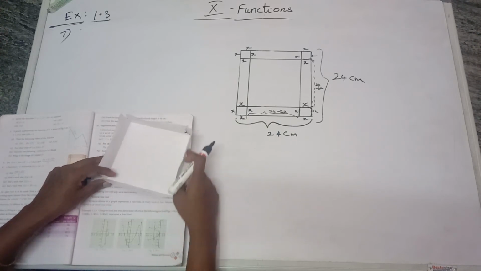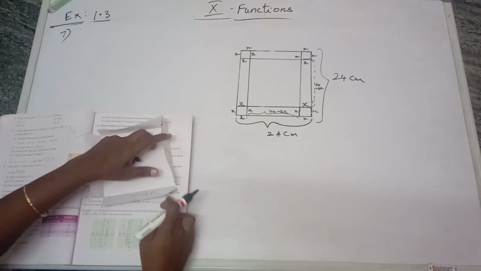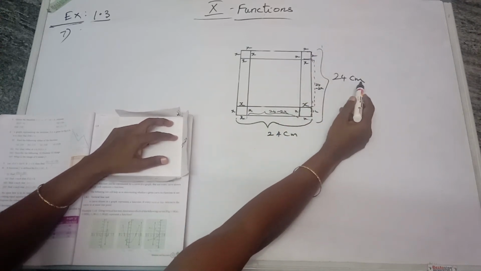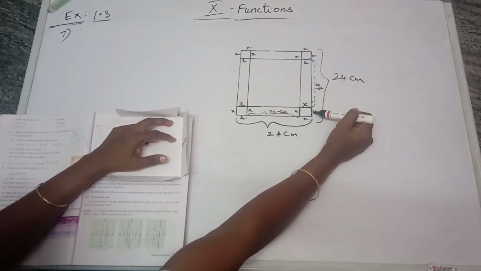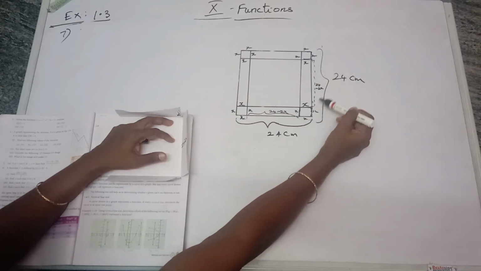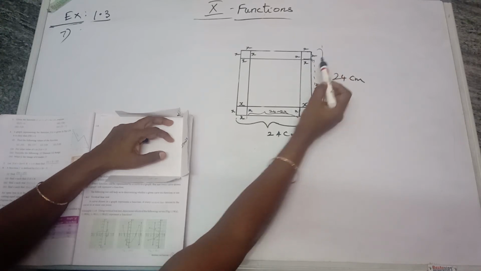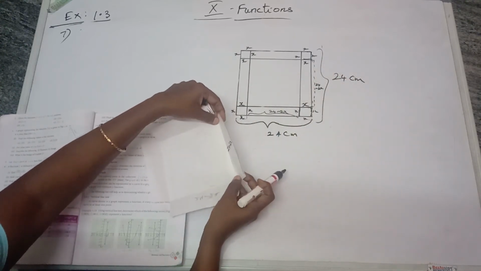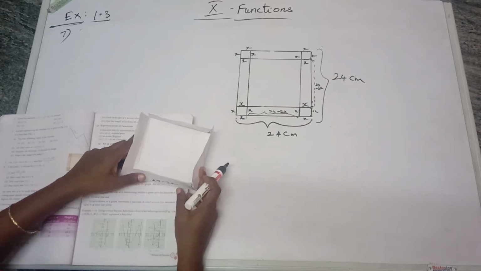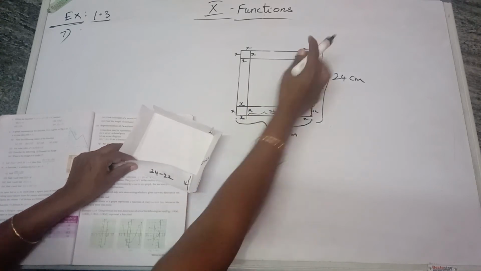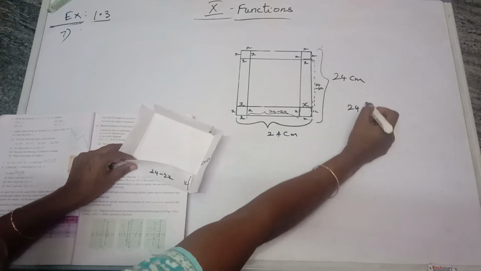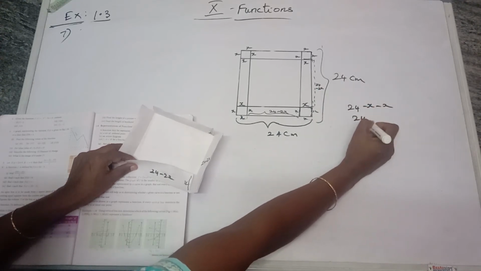So what should be the length and breadth of this? See here, up to this it is fully 24 centimeter. Here we cut one square, here also we cut one square, so the length of the side is x here also. If you subtract this much, after cutting it becomes like this, and it is the length of the open box. What should be the length of the open box? The whole length minus this x and minus this x. So 24 minus x and minus x becomes 24 minus 2x.